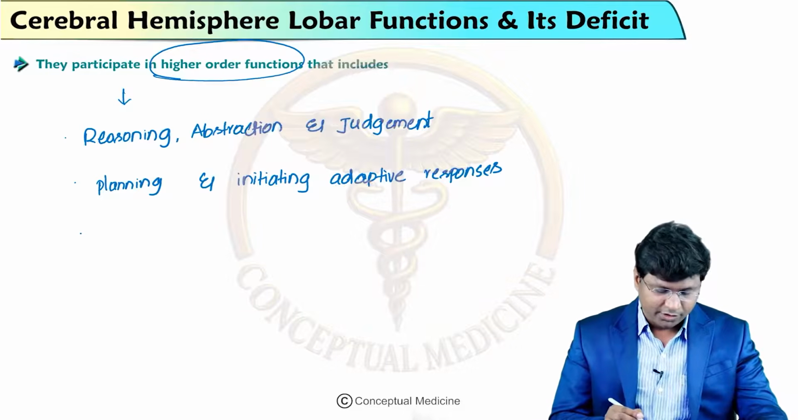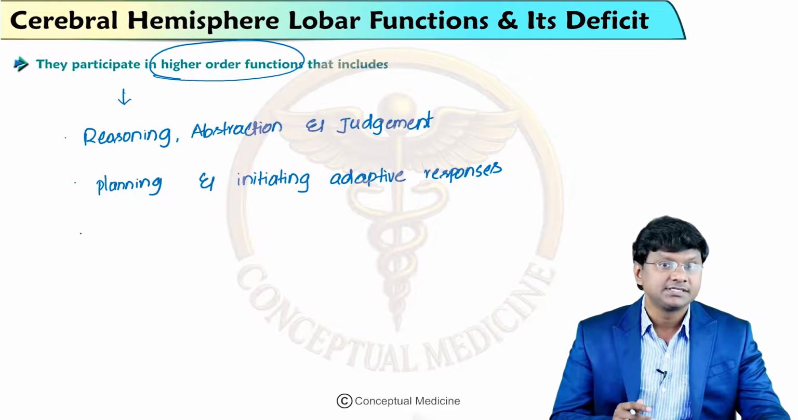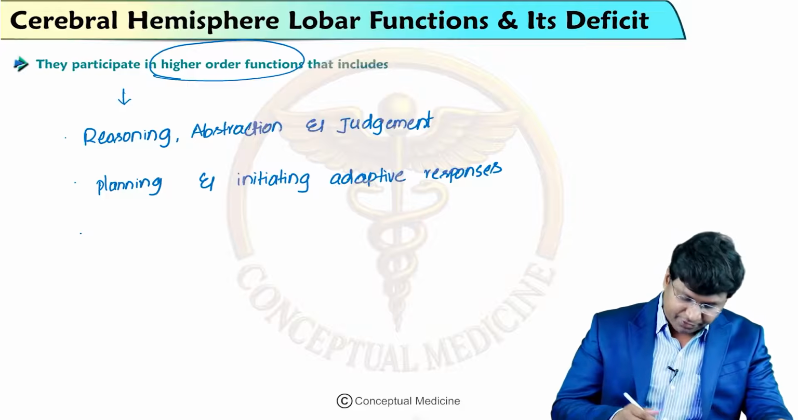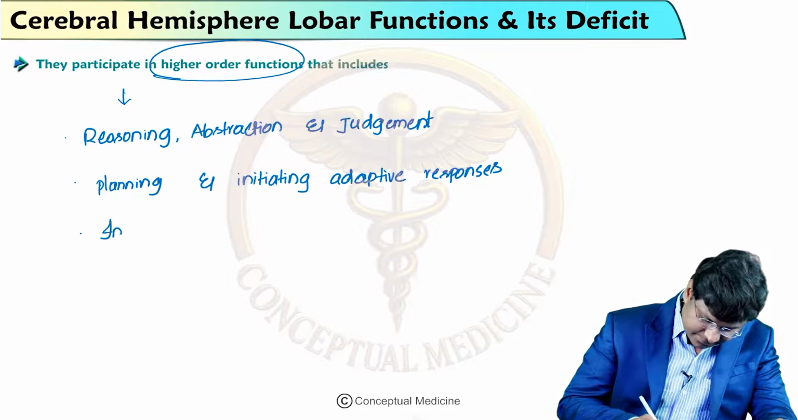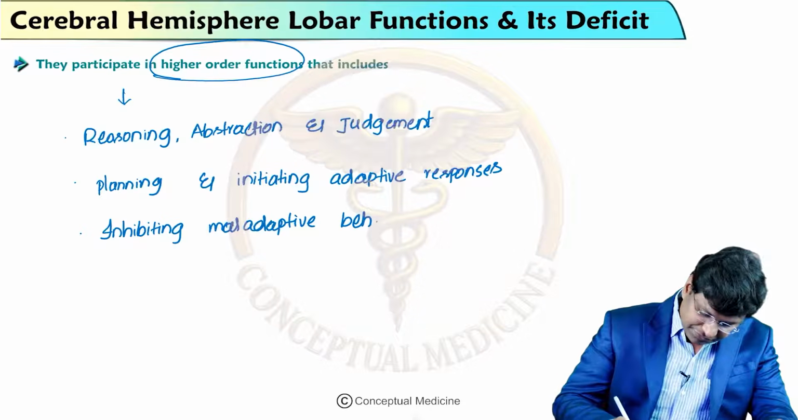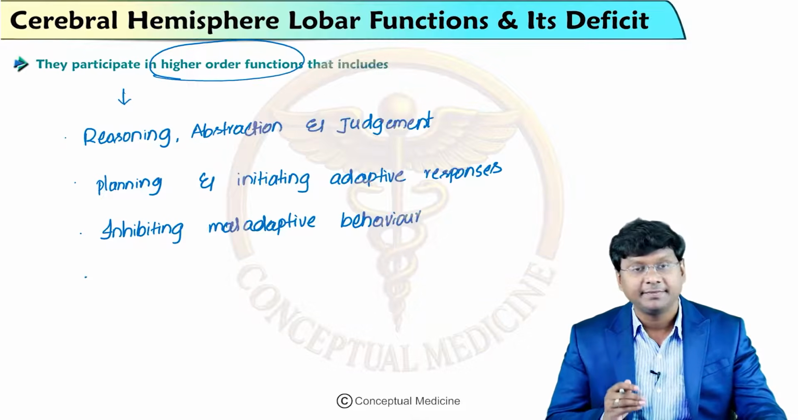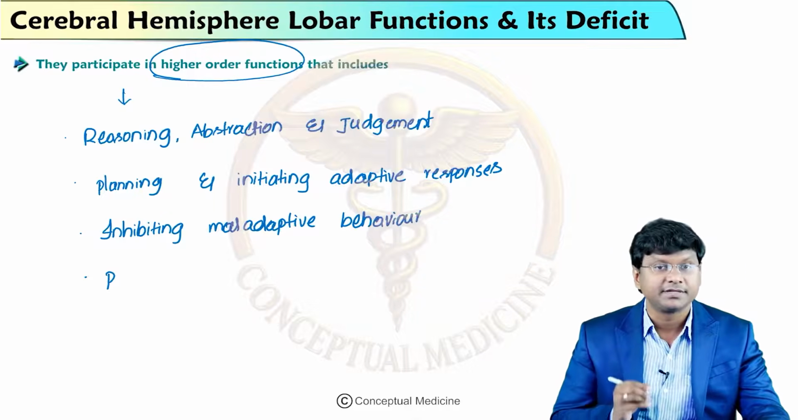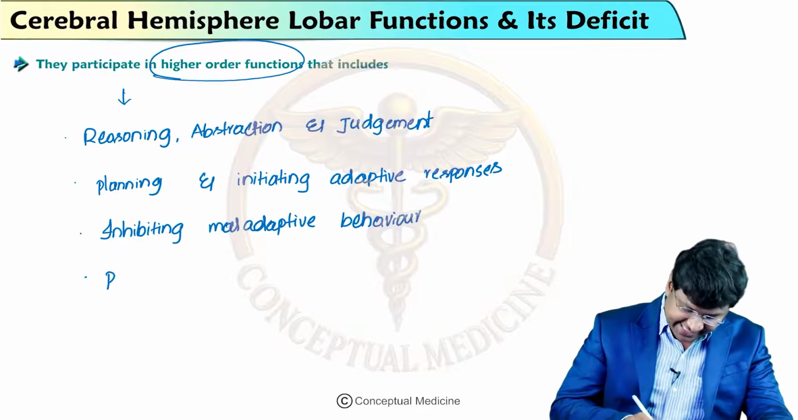And this frontal lobe is also concerned with inhibiting maladaptive behavior. Right, it is also concerned with inhibiting the maladaptive behavior. And this is also concerned with prioritizing and sequencing actions.